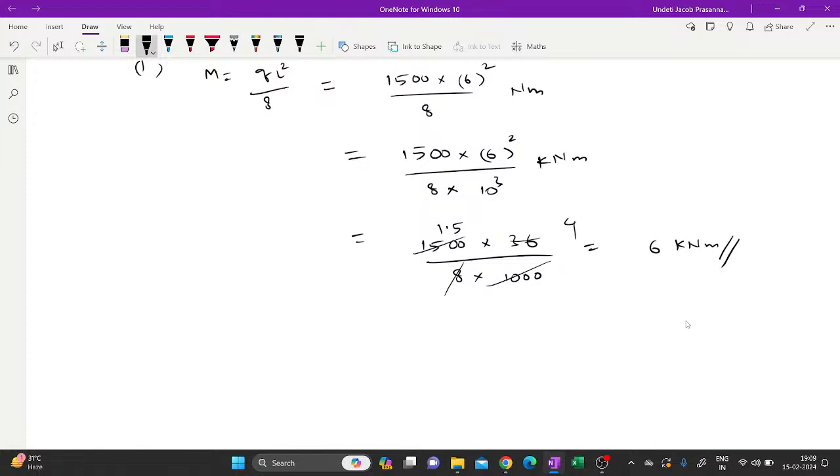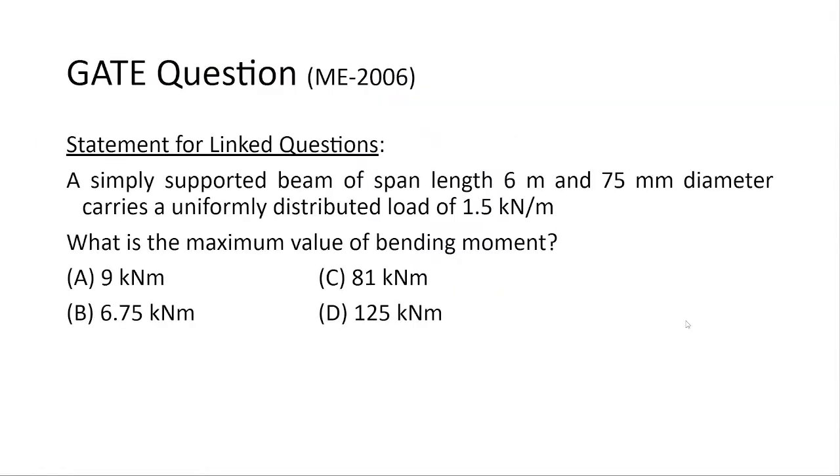Okay, it is not 4 exactly. 36 by 8: 2 fours are 8, 2 eighteens, 2 nines, so this is actually 4.5. So 1.5 into 4.5 is coming out to be 6.75. Yeah, a simple mistake, but I believe you guys will not do it in the examination. 6.75 kilonewton meter. Fine, guys, this is done. So we got the value as option number B.